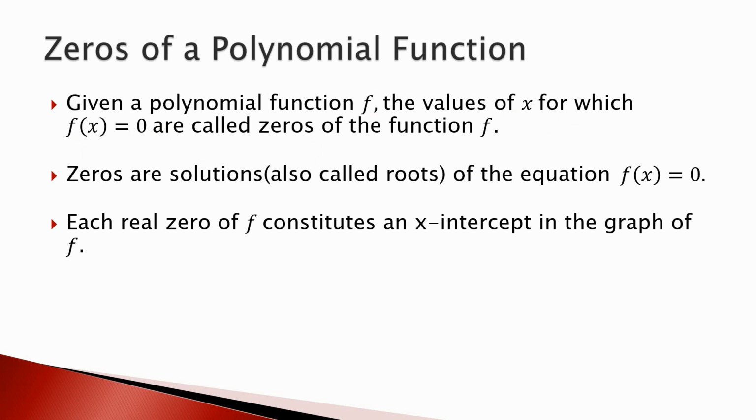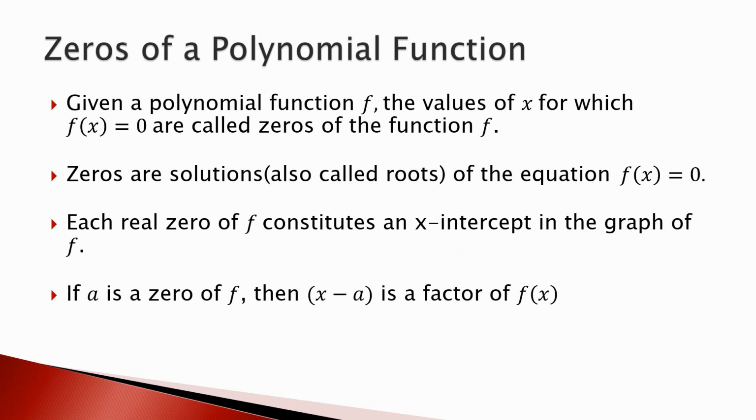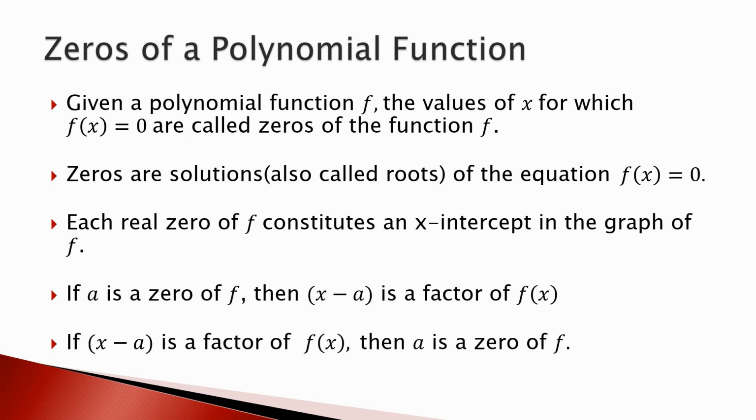Okay, each real zero of f constitutes an x-intercept in the graph of f. So this zero being real is very important for the x-intercept. If the zero is complex, then it will not constitute an x-intercept. If a is a zero of f, then x minus a will be a factor of f of x. If x minus a is a factor of f of x, then a is a zero of f.